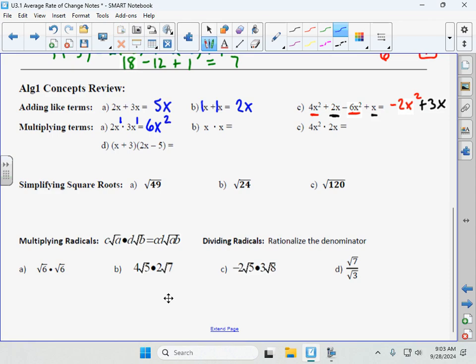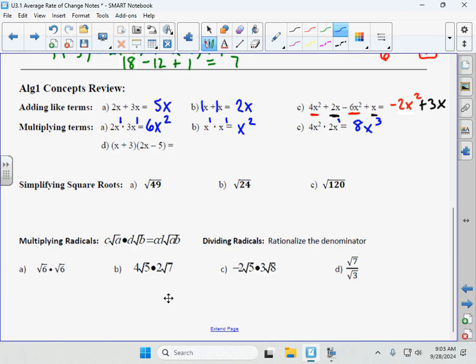All right, again, b, x times x. The coefficients in front of the x's are 1, and so 1 times 1 is 1, and then x times x, again, we're going to add the exponents, x squared. All right, and then c, we're multiplying, so 4 times 2 is 8. Then x squared times x, again, there's an exponent 1, and so that's x to the third. So we couldn't add 4x squared and 2x together, but we can multiply them together.